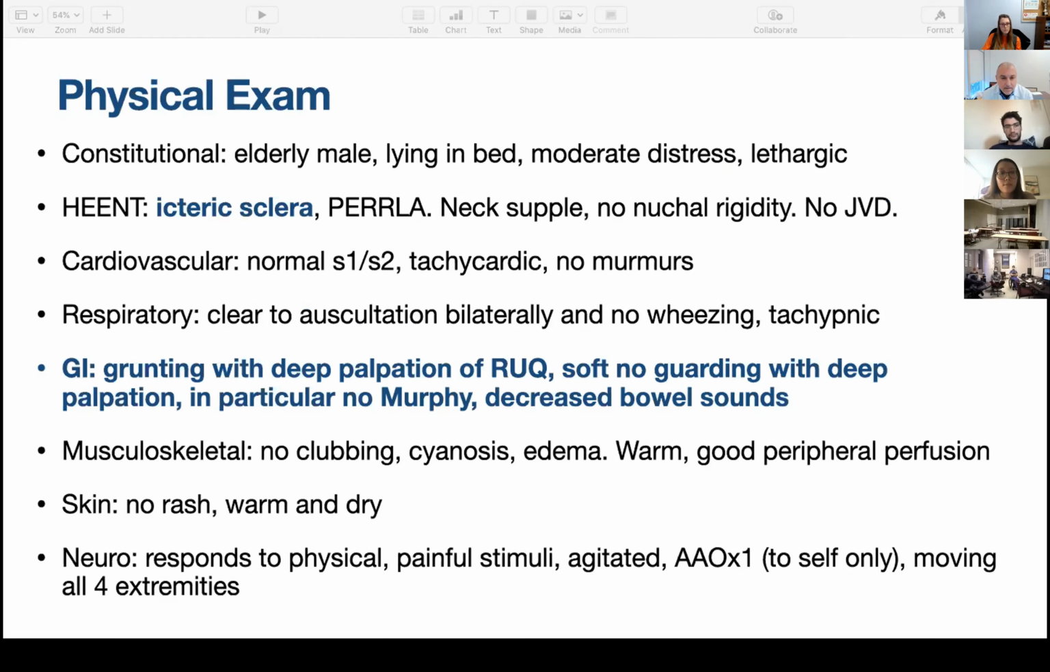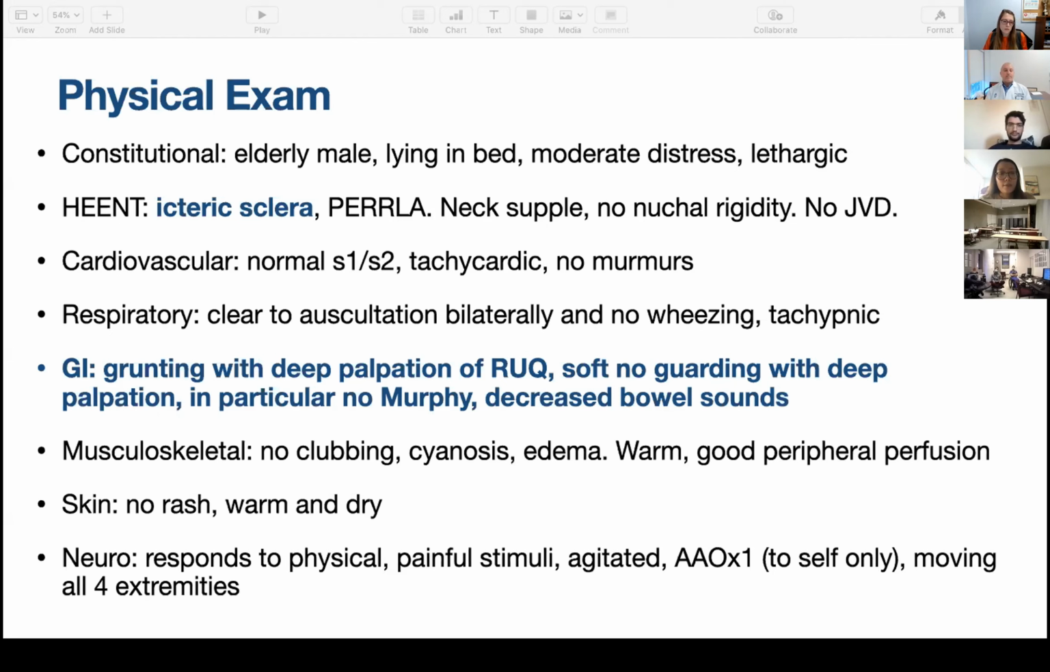And for his physical exam, the significant part was that he appeared jaundiced. He had icteric sclera. And for his abdominal exam, he was grunting during palpation of the right upper quadrant. So he had right upper quadrant abdominal pain, but it was soft. There was no guarding, there was a negative Murphy sign, and he had decreased bowel sounds.